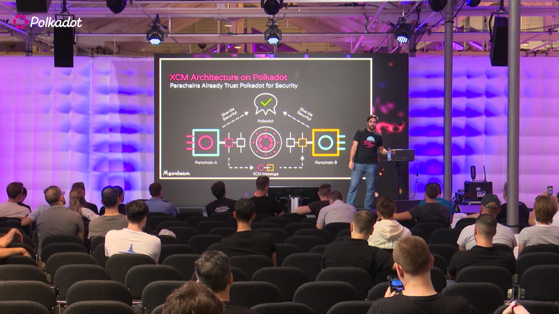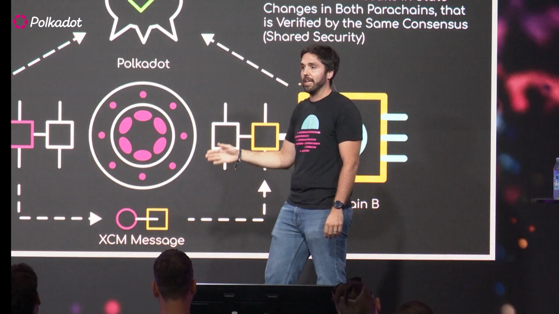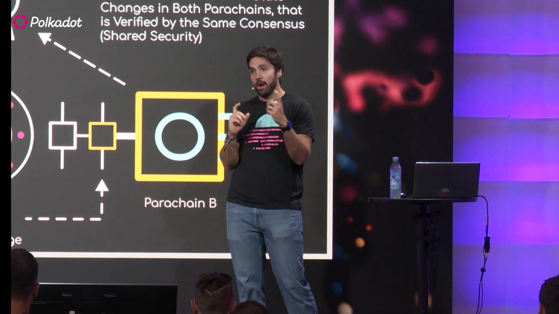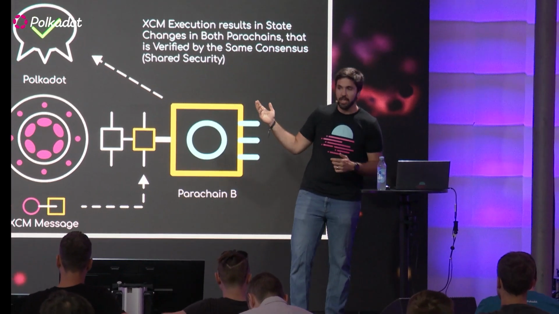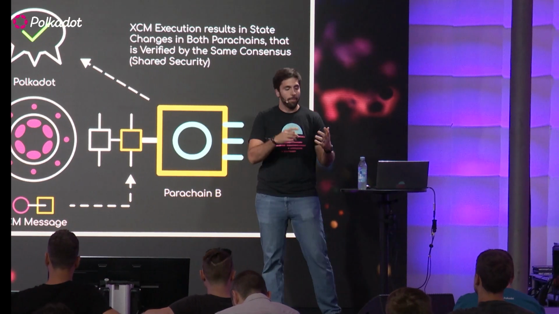I mean, you're already thinking that the parachains are relying on Polkadot for consensus, and basically they're just sending a message, hoping that the message gets executed, but the state changes happening on both chains are checked by the same consensus. So I really like this picture because I think it speaks for itself compared to the other one before.